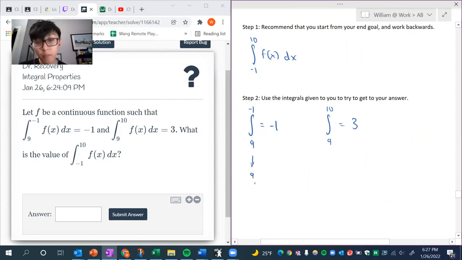Integral from -1 to 9, and that's equal to +1. Right? So this right here is my order of integration property. When I flip these numbers, you see -1 and 9 are flipped, my answer turns from -1 to +1. Cool. So my integral turns positive. Then what I'm simply going to do is add this integral to my top one from 9 to 10.